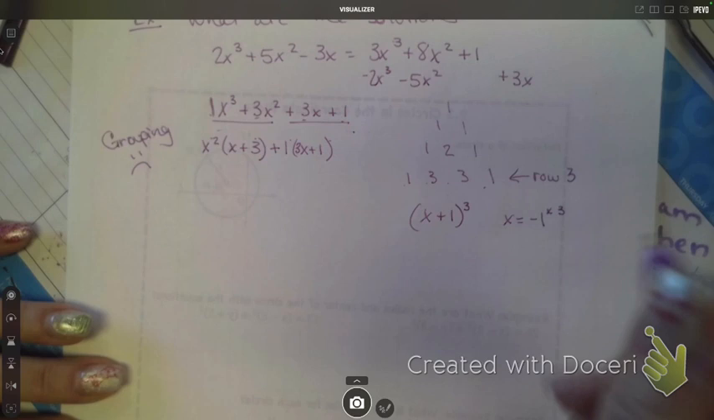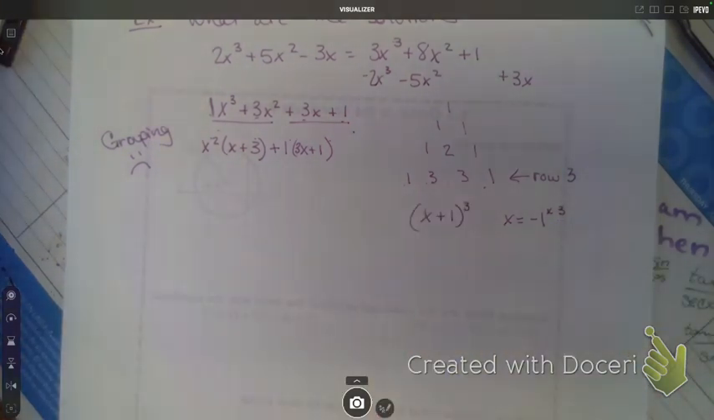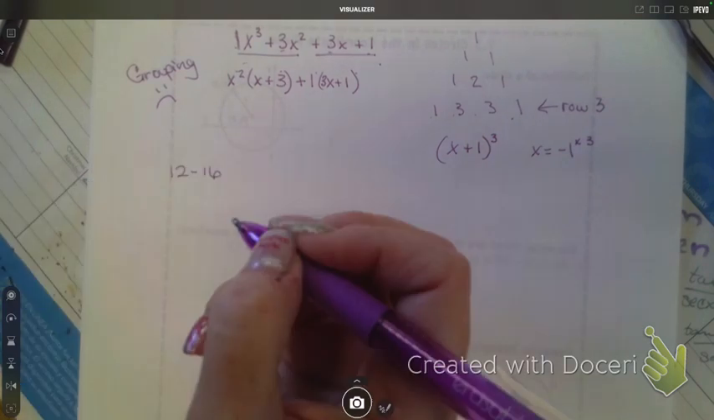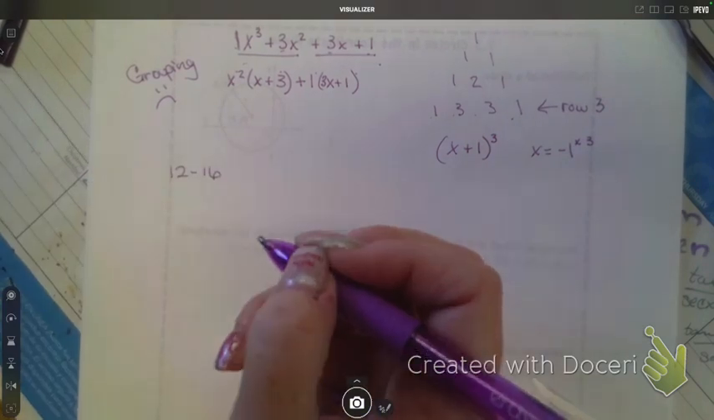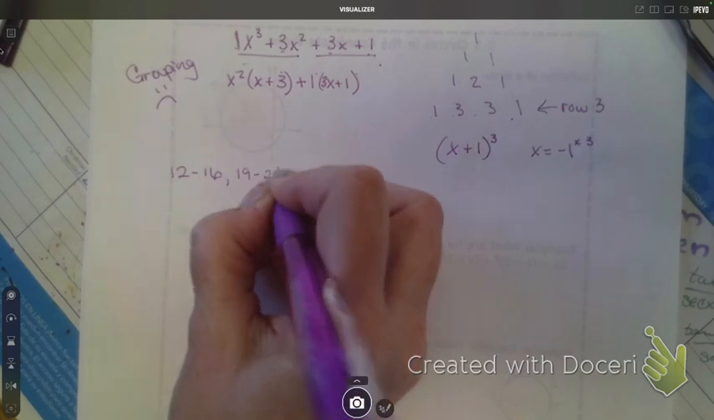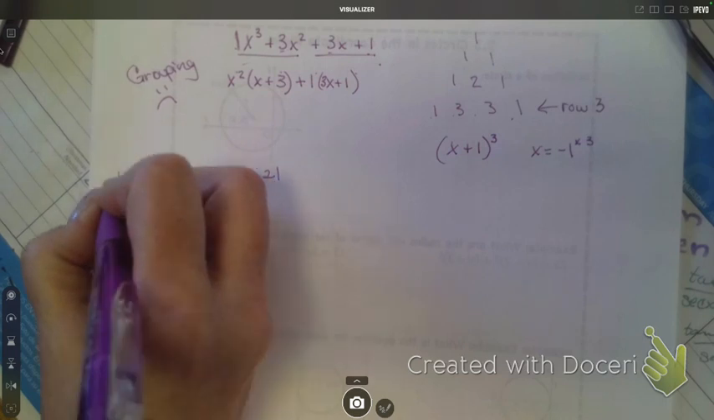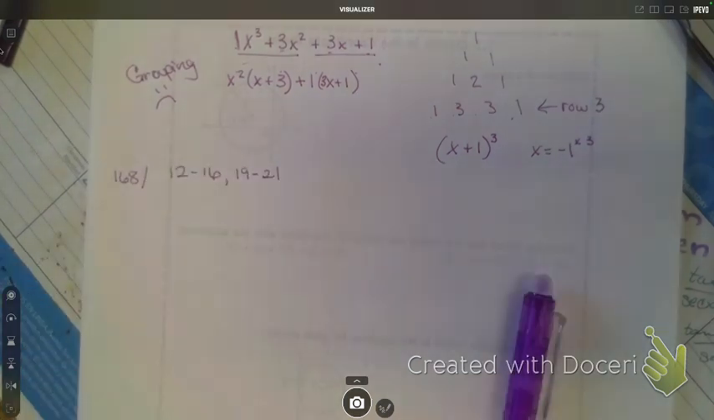Okay, I will adjust the assignment. You're going to start on 12. I don't quite know why I have 19. It's going to be 12 to 16, and then 19 through 21. That's what your assignment's going to be. I will get it fixed. I'm sorry, guys. It started in the middle. We're all people, we're human, okay?